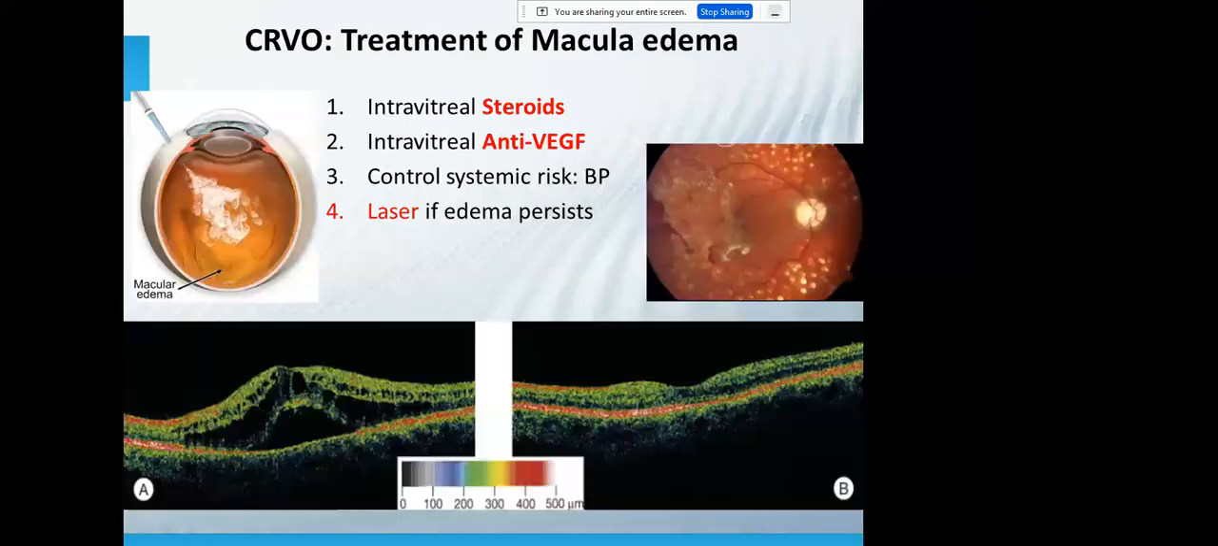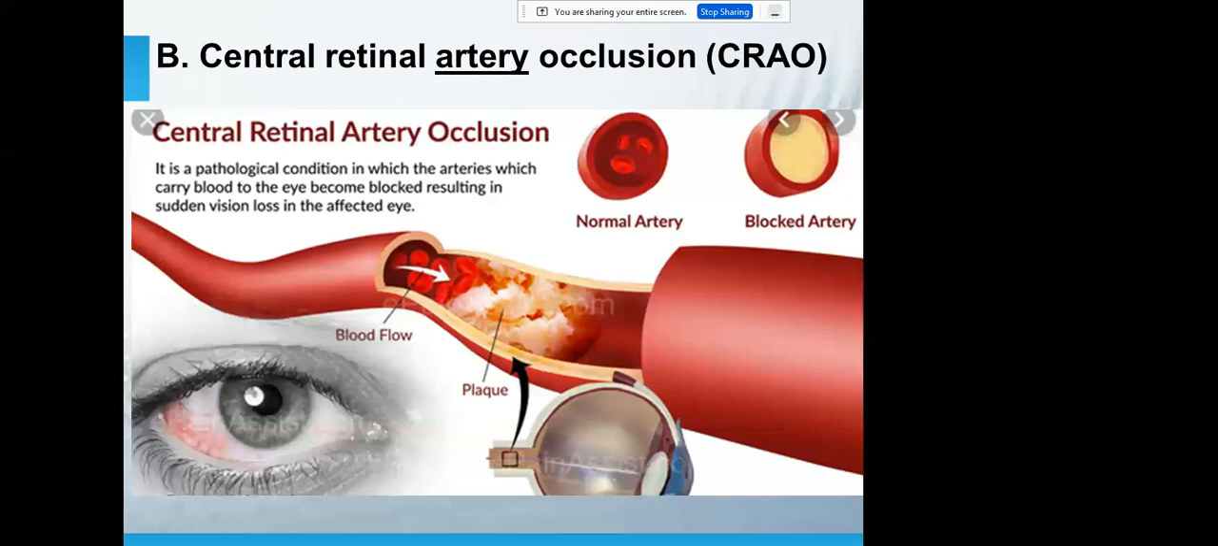Okay. So how do we treat central retinal vein occlusion? Very easy. Again, laser has lost favor so much, but we still do laser on the whole retina if the disease was caught very late. But the hallmark for the commonest thing is macular edema in central retinal vein occlusion.